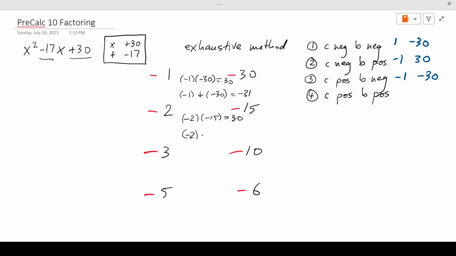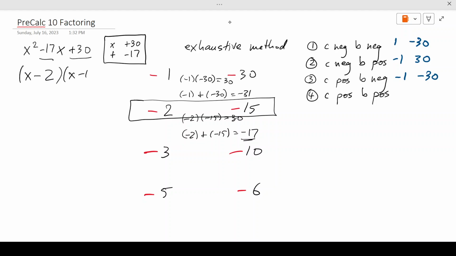So here, this time, is the second time that I get the correct calculation, the second row there. So factoring this then, I'm going to have x minus 2 because of the negative 2 and x minus 15 because of the negative 15. Let me fix up that 15 there. Okay, that's it, factored. X minus 2 onto x minus 15.